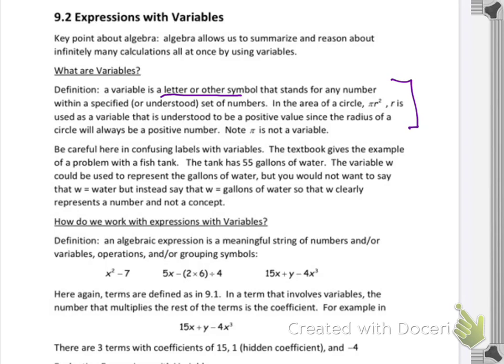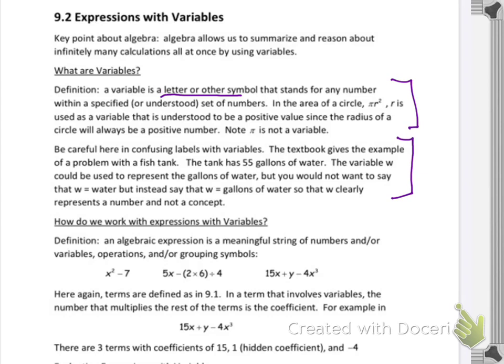Okay, then they had a little section in the textbook that I thought was valuable. If you say a tank of water has 55 gallons in it, the variable W could be used to represent the gallons of water. But you're not going to say W equals water. You're going to say W equals gallons of water so that you clearly know it's a number and not the concept of water. Okay, so going on, how do we work with expressions with variables?